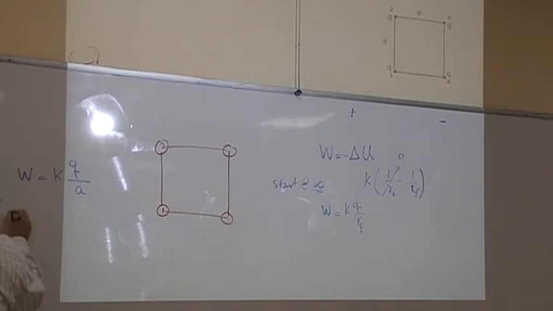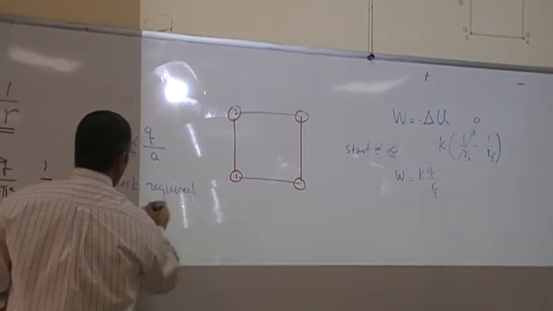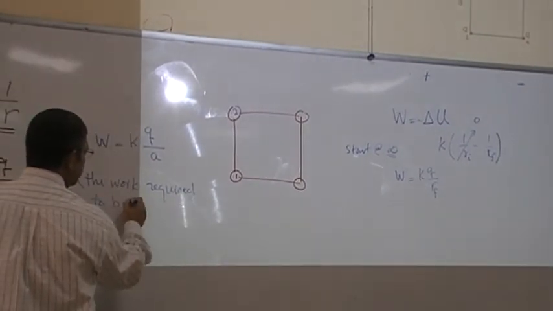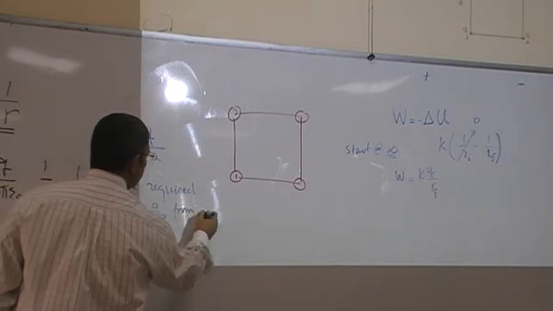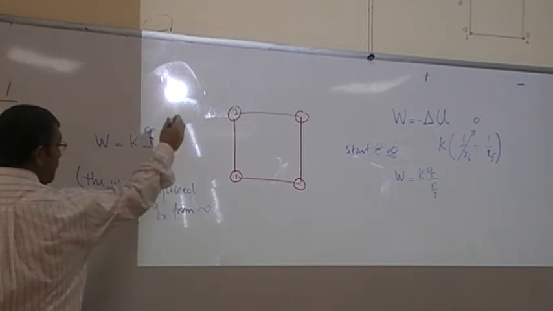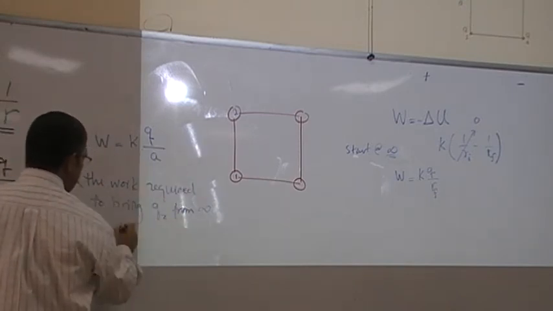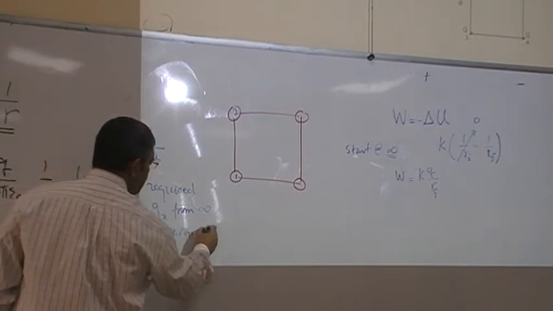Let's write that down. The work required to bring Q2 from infinity to the second corner. Let's say second to the second corner. Because that's what the question is.